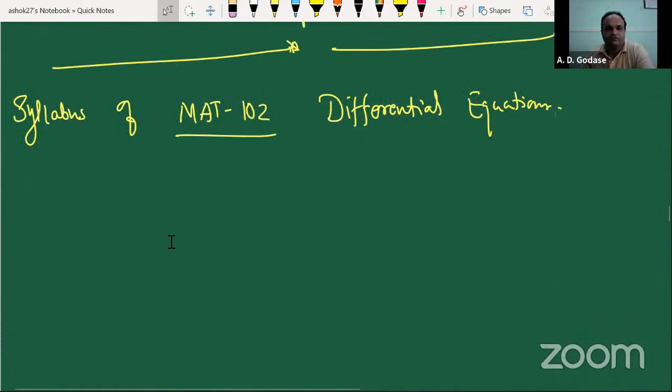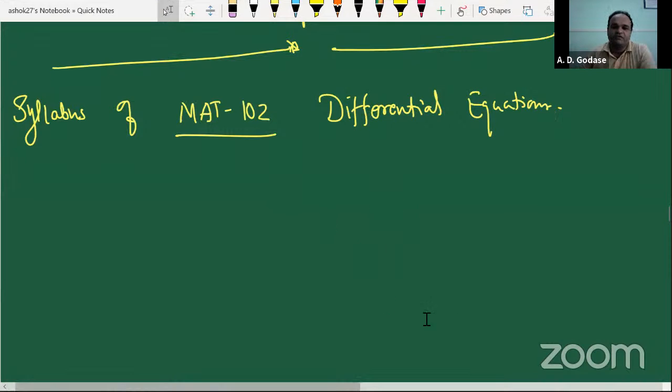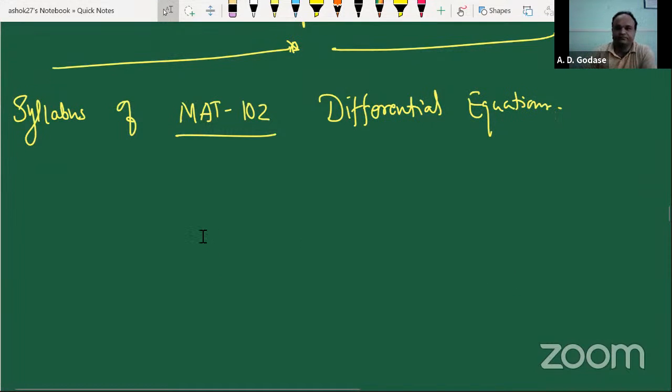In this lecture, we'll see what the actual syllabus of MAT-102 is. MAT-102 is differential equations. Let us see. There are a total of 7 chapters. So what is chapter first?